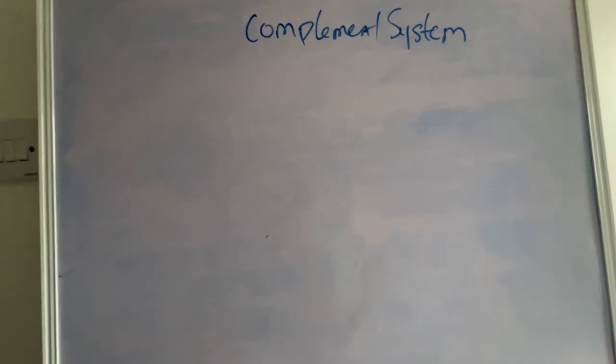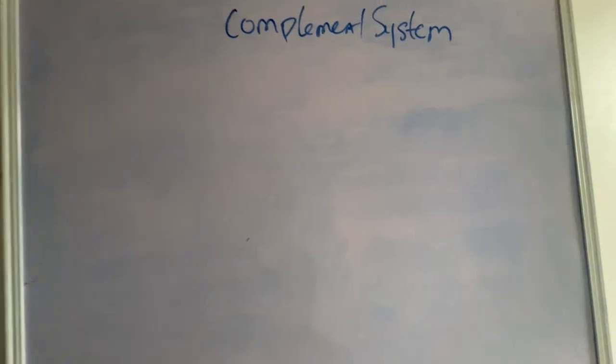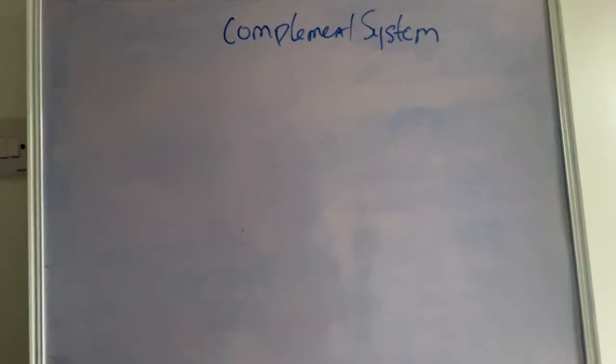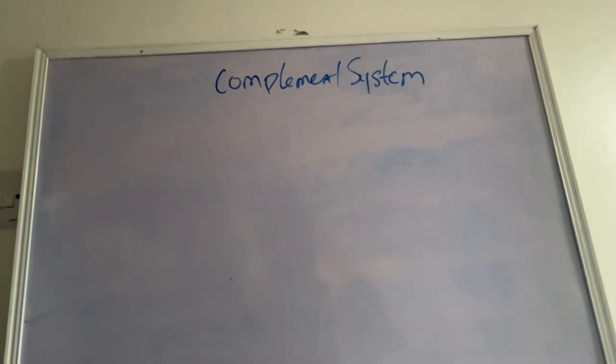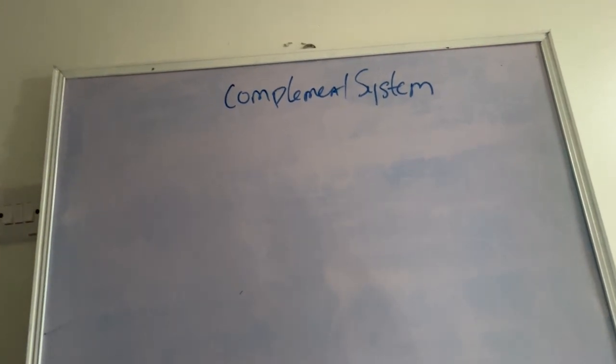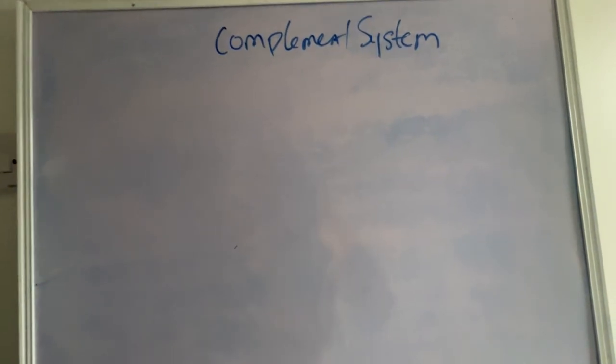A quick recap: what is a complement system? I've covered that in a previous video. You can do well to check it out. The complement system is a group of glycoproteins that work together to enhance the activity of the phagocytic cells and also antibodies. So from the name complement, you know it means to enhance.